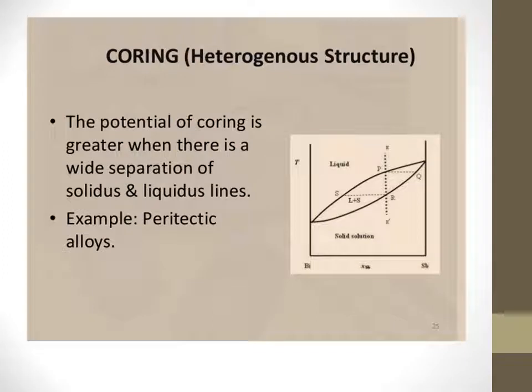So in case of a peritectic alloy, because there is a major difference between the melting points, there is more potential of coring. As you can see, there is a wide separation of the solidus and liquidus lines. So peritectic alloys are more prone to coring, and as mentioned in the previous slides, we can control that by carrying out homogenization and gradual cooling. So that can eliminate the coring.